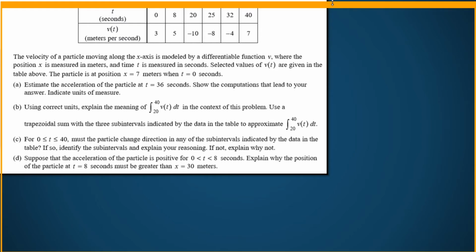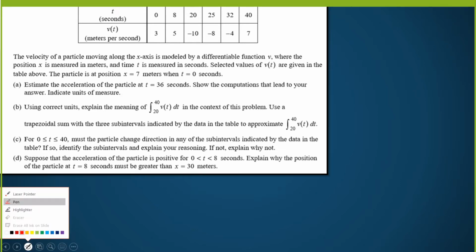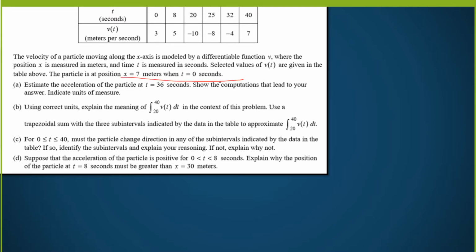Okay, so here I've got, it's a little bit bigger, there we go. So I've got the velocity of this particle that's moving along the x-axis given by the table above, such that I've got our velocity in meters per second and our different times here. When the particle is at 0 seconds, our position is 7 meters. Okay. So first we want to estimate the acceleration at 36 seconds.